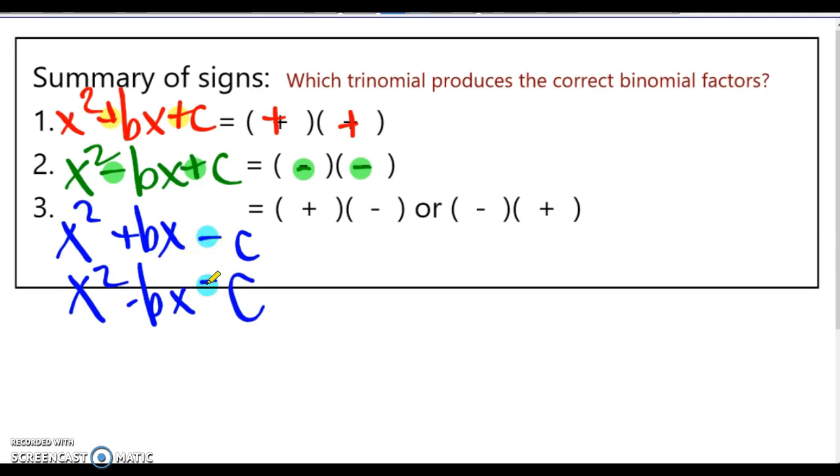Well, that means you're going to get one of each sign. And you just have to decide who's going to win. The positives win the bigger number in this one, and the negatives win the bigger number in here. So again, if your constant number is a negative, then you're going to have one of each. And then you just decide who wins. And that's the bigger number. The sign that wins gets the bigger number.